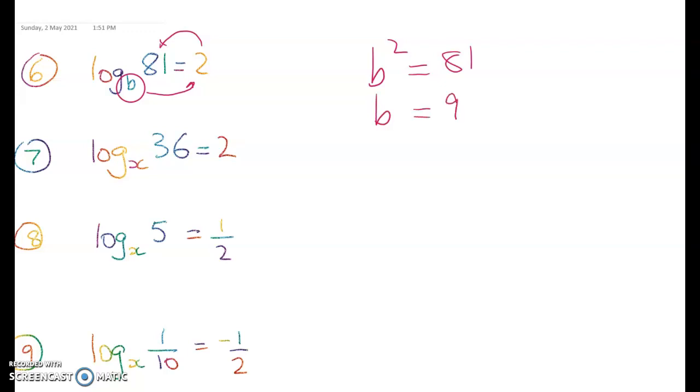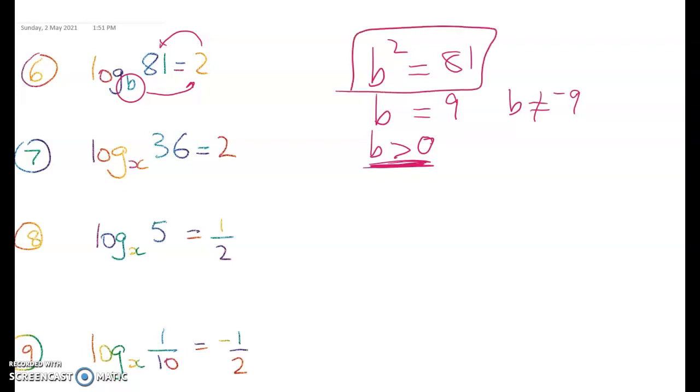Now, just notice that I haven't said that it's equal to negative 9. So it's not equal to negative 9 because b must be positive, right? So the log base has to be positive. Usually, if I were just solving any old equation, there would be 2 solutions to that. There'd be 9 and negative 9, but not in this case.